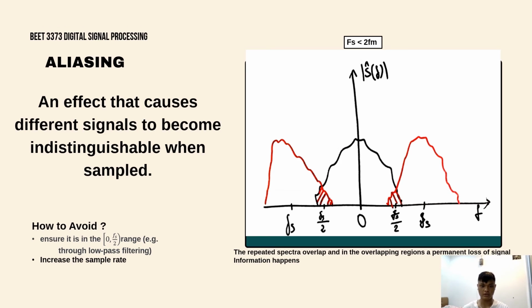So how do we avoid this aliasing effect? Firstly, we can ensure the signal frequency stays in the range between 0 and half of the sampling frequency. For example, we can run our audio waveform through a low pass filter to filter out the high frequencies in the audio signal. Secondly, we can increase the sampling frequency Fs. Next, I will pass to the next presenter.